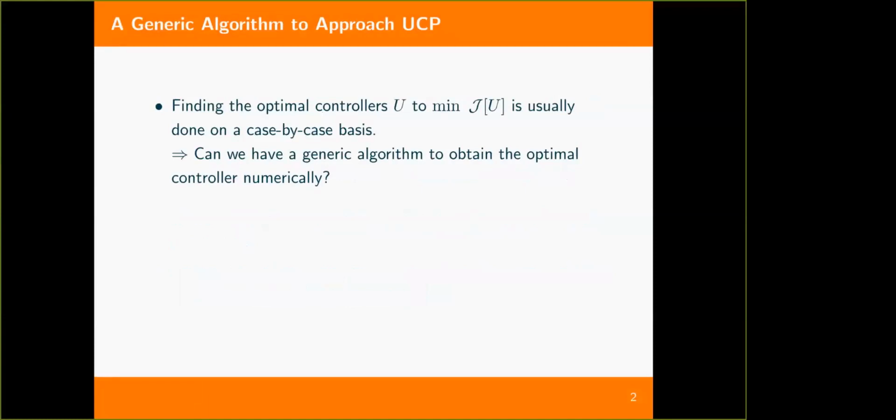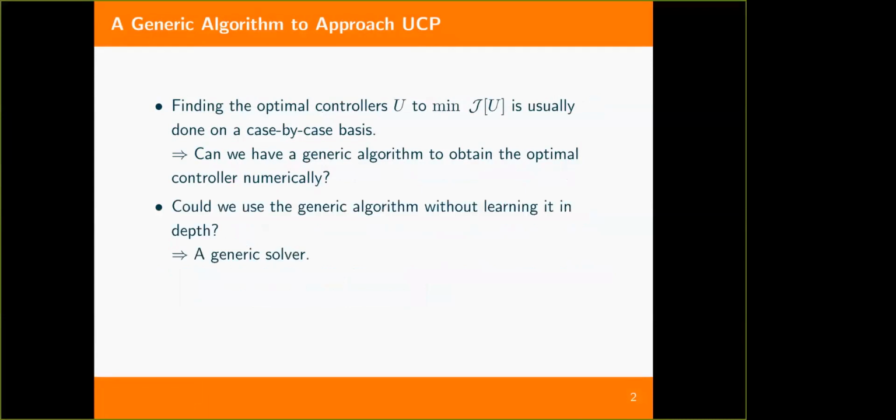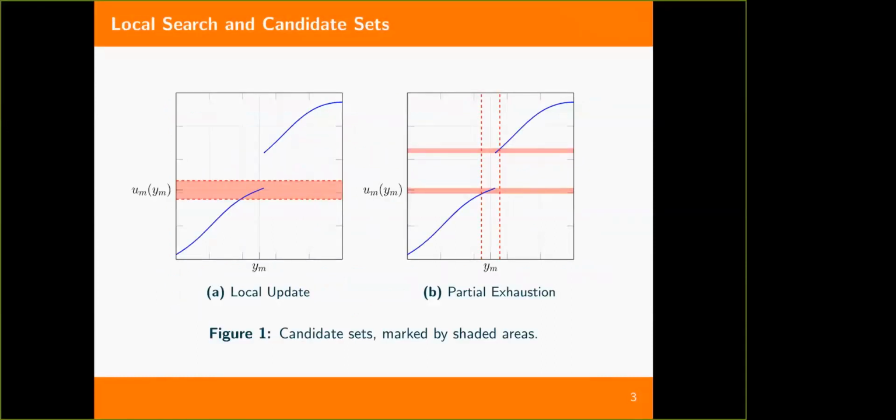To tackle UCPs in a principled way, we provide a generic algorithm to approach UCP numerically. And we want it to be as easy to use as possible, so we developed a solver for the algorithm. To make it compute faster, we also parallelize the computation by GPU. The idea behind the generic algorithm is to start from feasible controllers and keep improving them by locally searching over some good candidate sets. For more details about the choice of the candidate sets, please refer to the paper.